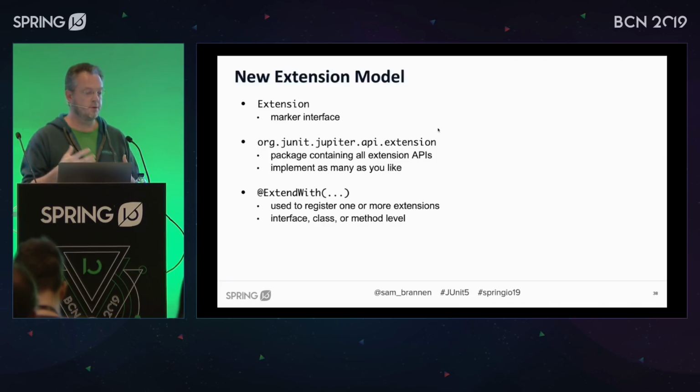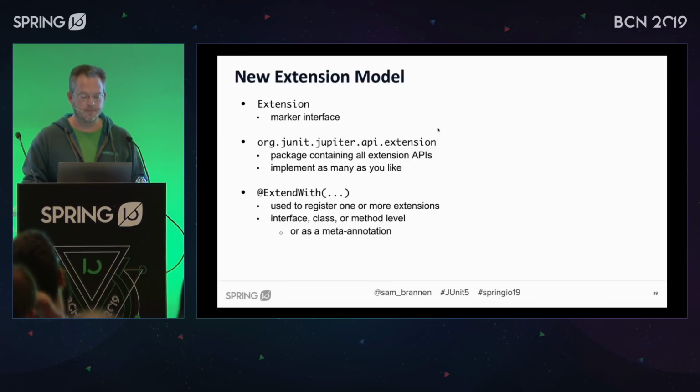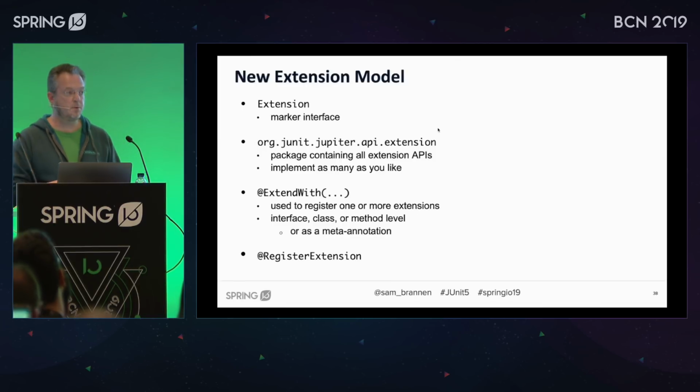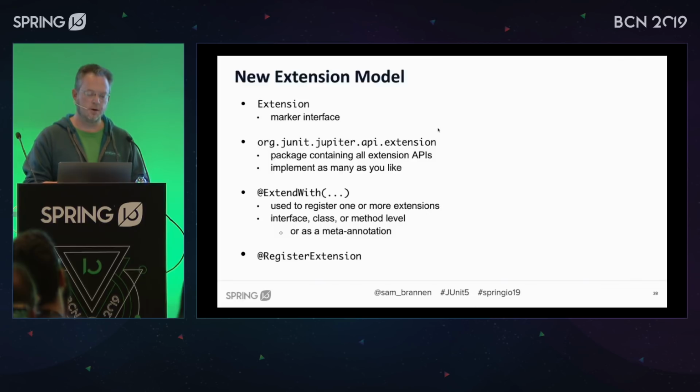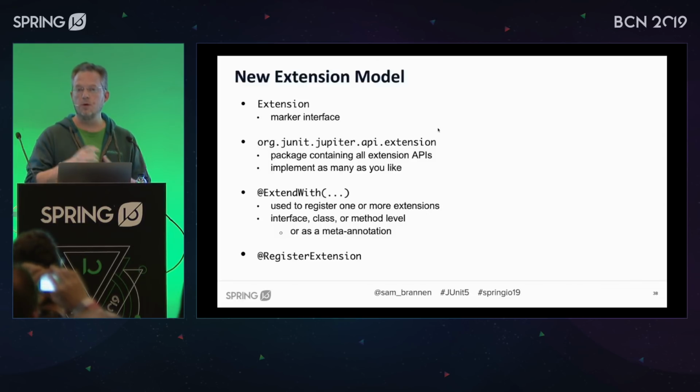And you can register these things declaratively on the class or method level, or as a meta-annotation. And then the last part, you might want to do this programmatically. So you can use @RegisterExtension on a field, and that's somewhat analogous to the @Rule support and @ClassRule support you had from JUnit 4.